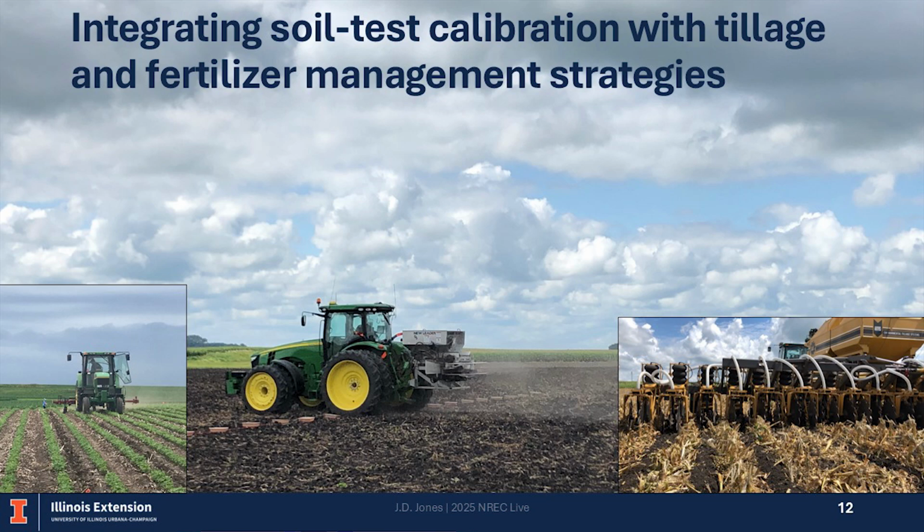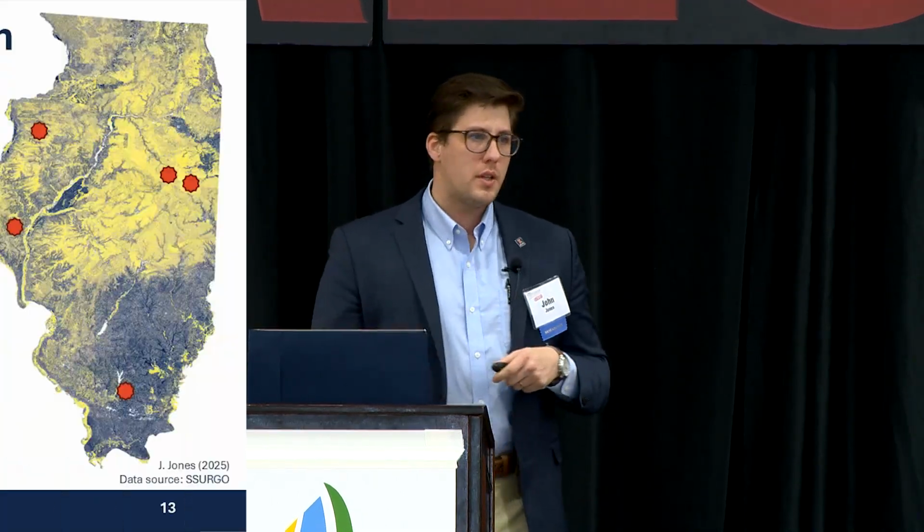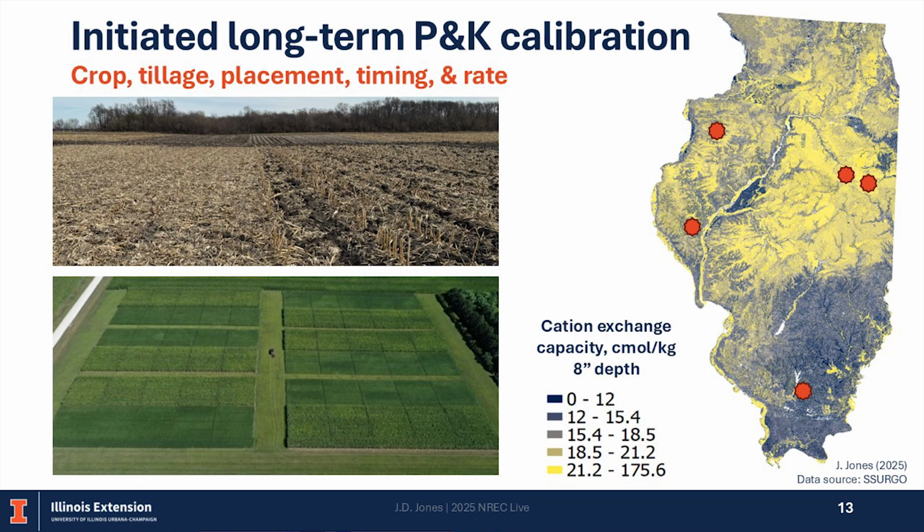One of the things that we've put together so far across the state, putting in last fall or will be going into place this spring, and I think there'll be some more sites around the state, are initiating long-term phosphorus and potassium calibration trials. So these include different crop rotations, tillages, timings, and placement. The idea is that then we can take this work and say, how do we see different trends across different years? Soil moisture, we can track that with sensors within these systems.